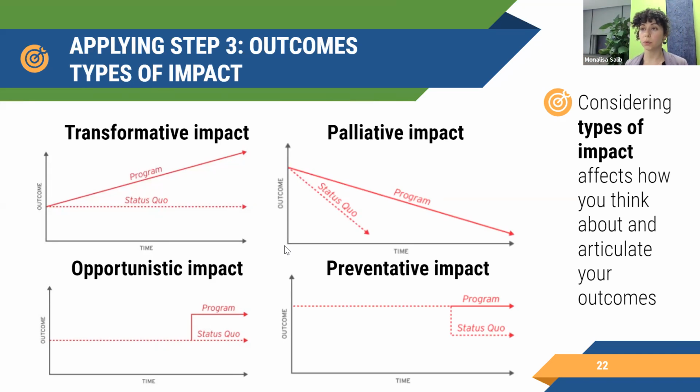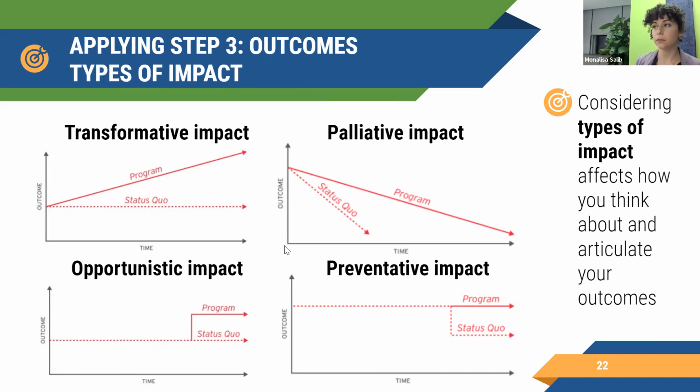To give you an example, the thing to look at here is the status quo, meaning without any intervention from outside donor forces, what would the situation be like moving forward into the future? The x-axis is time. In the case of transformative impact, the status quo stays the same over time, and the program comes in and tries to increase or improve outcomes pretty dramatically, pretty quickly.